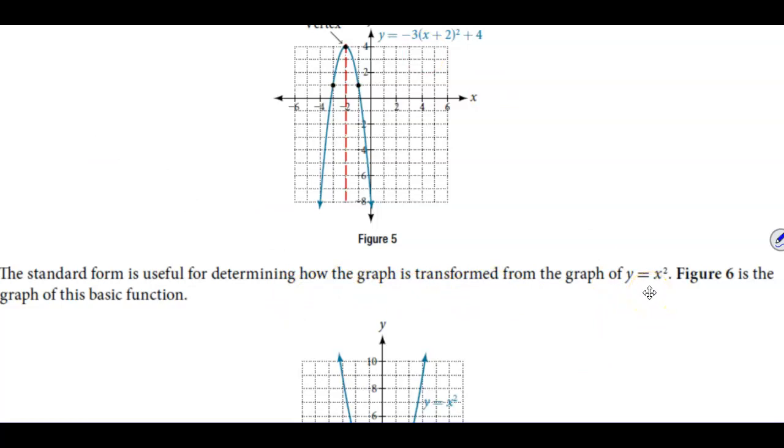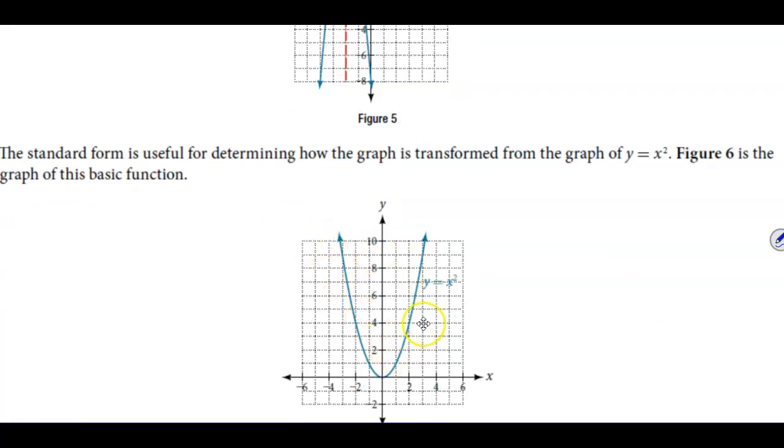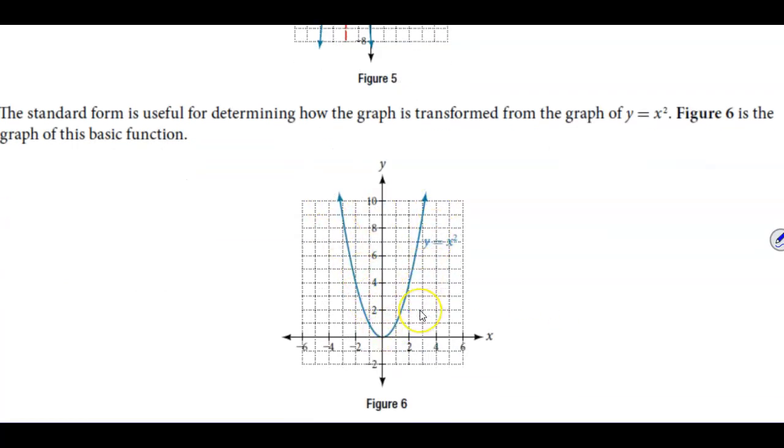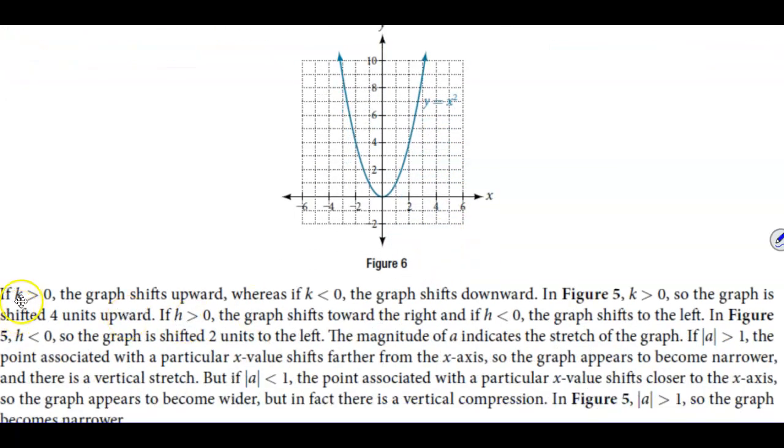Now, the standard form is useful for determining how the graph is transformed from the graph of y equals x squared. And if you look at figure 6, we can see the graph of the basic function, which is y is equal to x squared. What that means is that if you have a value of k that's greater than 0, then the graph is going to shift upward. Whereas if k is less than 0, then the graph is going to shift downward.